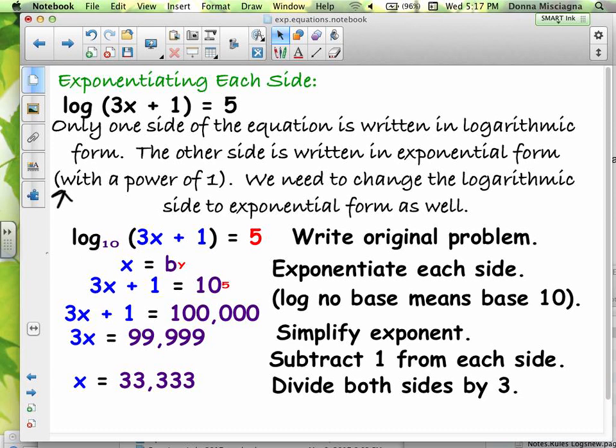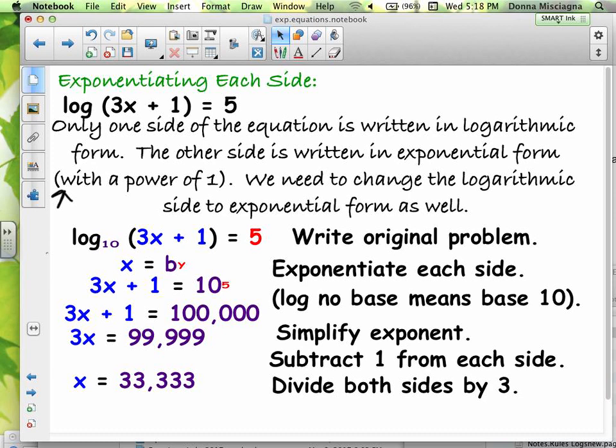All right, 10 to the 5th is going to give us 100,000. And so now all I got to do is subtract 1. 3x equals 99,999, and then divide by 3. x equals 33,333. Right? The checks on these are optional, because when you exponentiate, you're raising a base to a power, you're not going to get a negative number. You're not going to get something that's false, automatically.